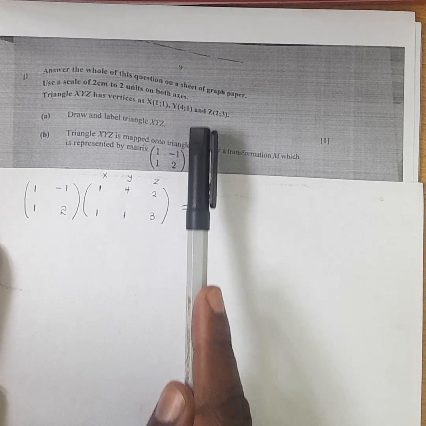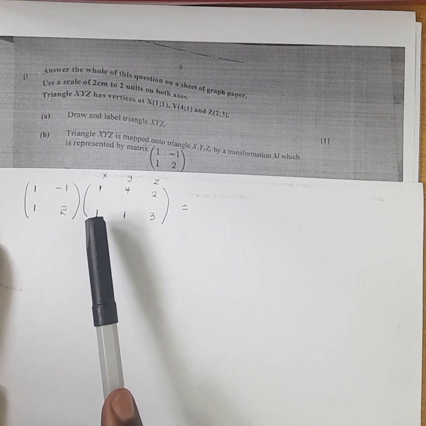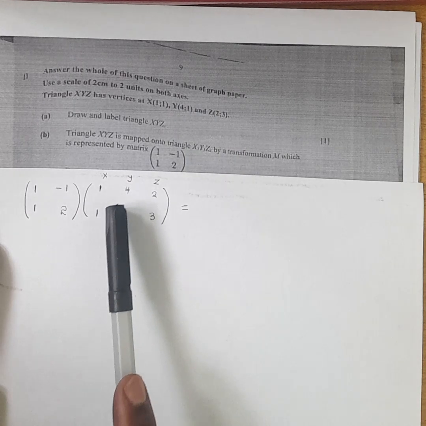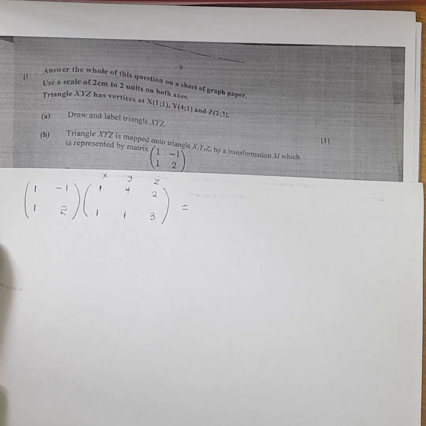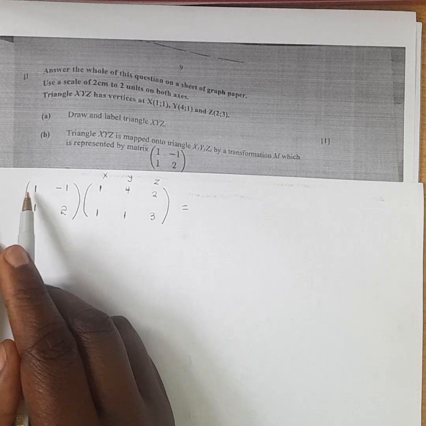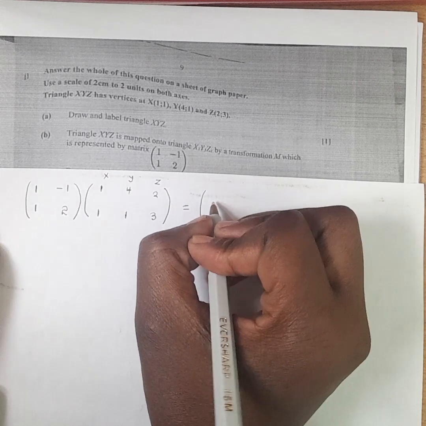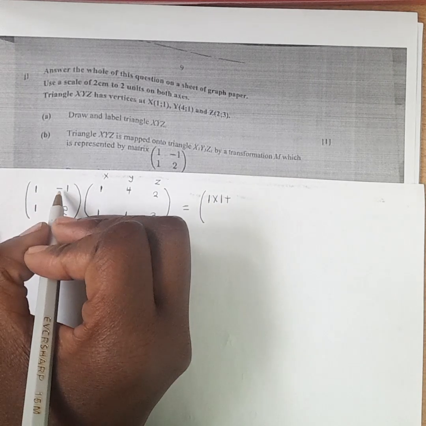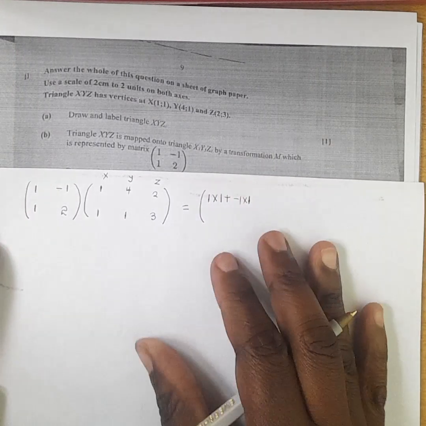This (1, 1) means that our x is going to be 1, our y is going to be at the bottom. So we write 1, 1. This (4, 1) is going to be 4, 1. This (2, 3) is going to be 2, 3. Then we are going to multiply. We say this row times this column. So it implies that we say 1 times 1 plus negative 1 times 1.